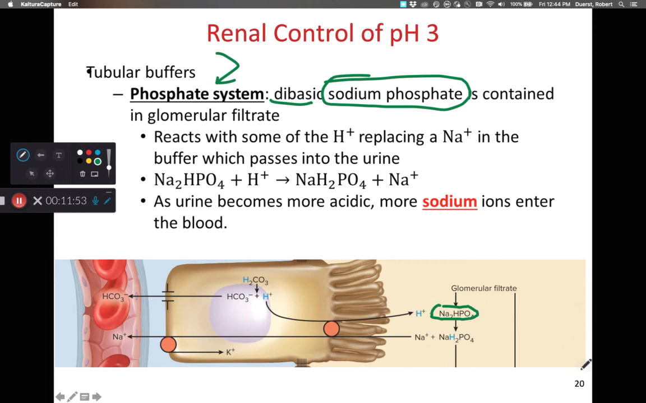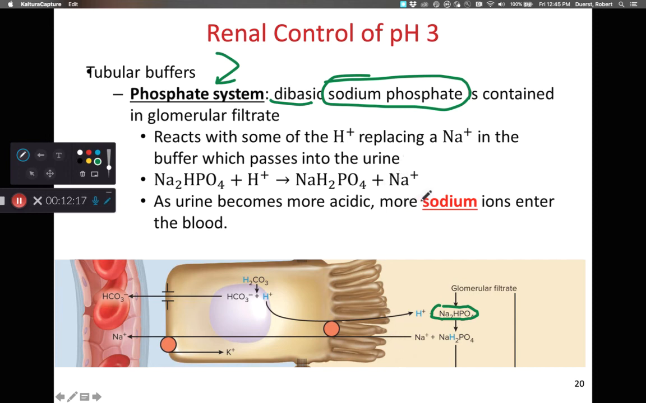And that dibasic sodium phosphate, by the way, makes excellent laundry detergent. It's a good thing for our nation's waterways that we no longer add dibasic sodium phosphate to laundry detergent. But if you really want to get your clothes clean, you used to be able to get phosphate-based soaps for your laundry. But that's a tangent we don't have time for right now.